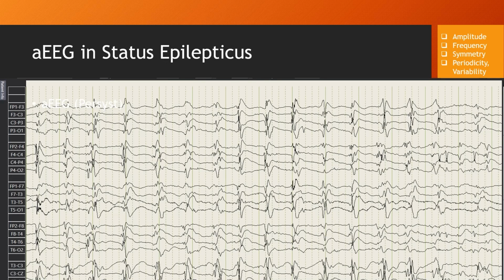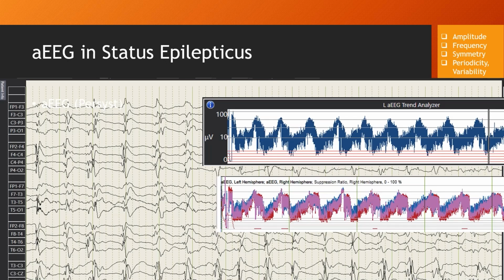And this is amplitude integrated EEG and status, both with the Cadwell and with the Persist software. And you'll see they look very similar. On the top, I've got the left side, and I only have the left there. With the Persist software, you can superimpose left and right, and you can see if there's any variability from the left and the right side, and in this case it's pretty minor.